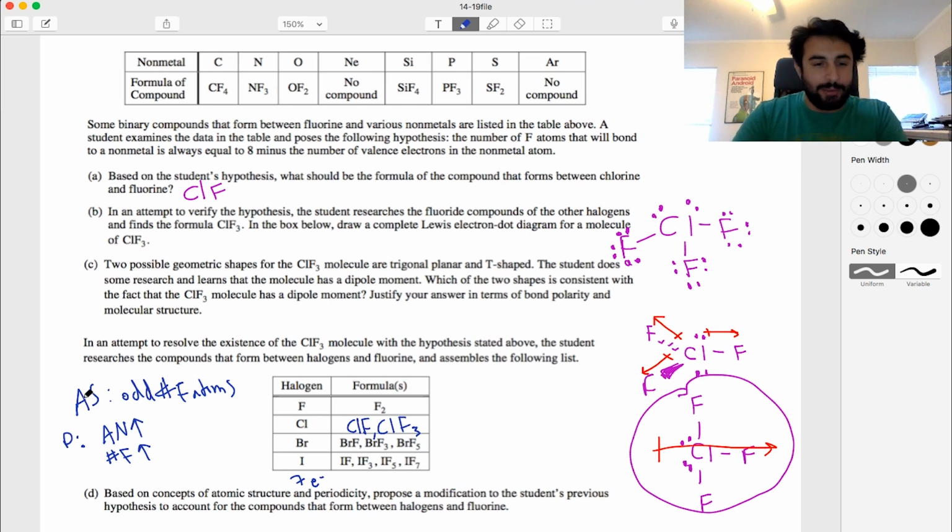So for atomic structure, we're noticing the trend of only odd numbers of fluorine atoms. And then for periodicity, as the atomic number increases going down the group, the number of fluorine atoms that can be bound to the central atom also increases. So we can have the smaller numbers, IF, IF3, but also IF5, and then IF7. This has to do with the larger atom, which has to do with greater atomic number. So that's a pretty interesting one about some of these fluorine compounds.